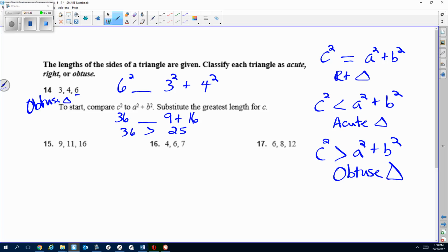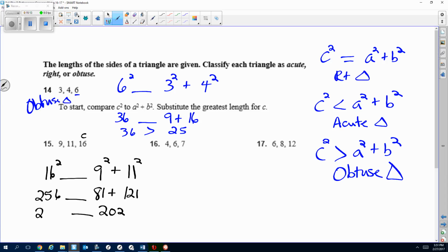triangle. So what's our largest side on number 15? Yep, right here, our 16. 16 is the c. So we're going to do 16 squared, compare it to 9 squared and 11 squared. So 16 squared is 256. Yep, so we're going to write that underneath. 9 squared is our 81. 11 squared is 121. And so all we got to do is add our 81 to our 121. Look at that sum. That's 202. Compare that to 256. Again, 256 is greater than that. Since it's greater, again, we have obtuse.